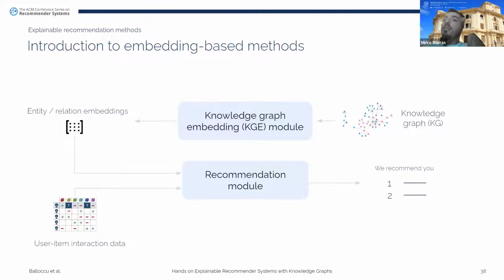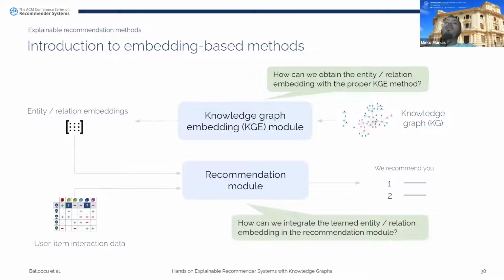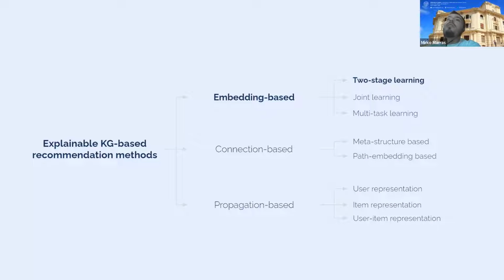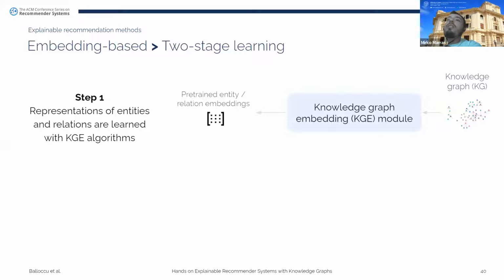Building a knowledge graph-based model in this category raises 2 main questions mostly. How can we obtain entity embedding with the proper knowledge graph embedding method? And how can we integrate the learned entity embedding in the recommendation module? We will see how prior work dealt with these two issues. Let's explore in more detail 2-stage learning methods. The 2-stage learning methods stand for learning the graph embedding module and the recommendation module one by one.